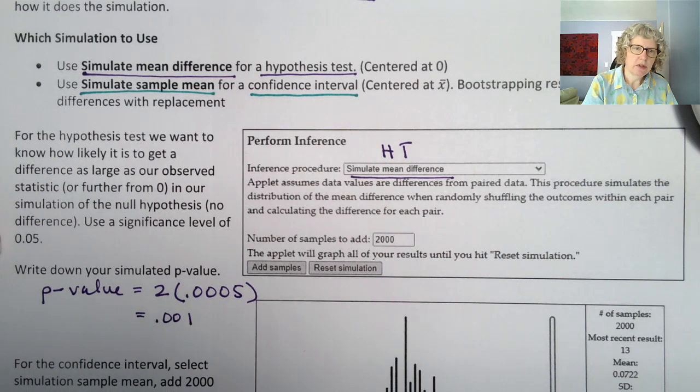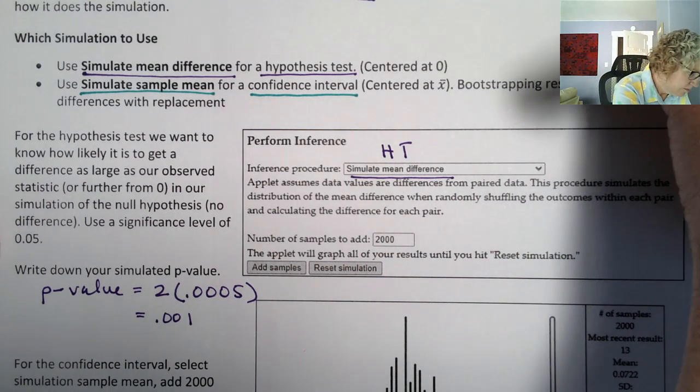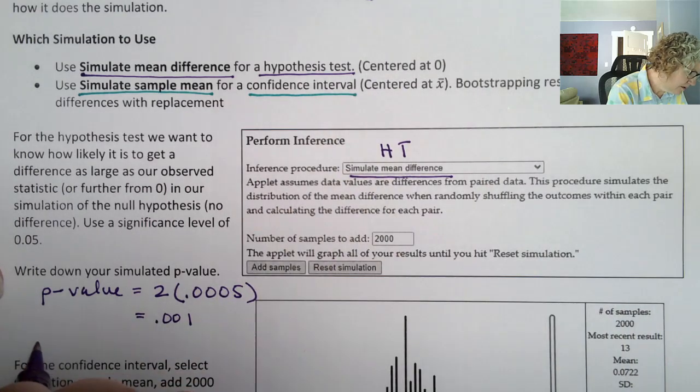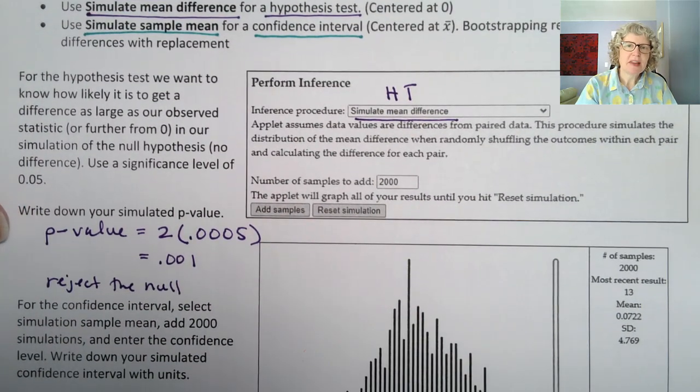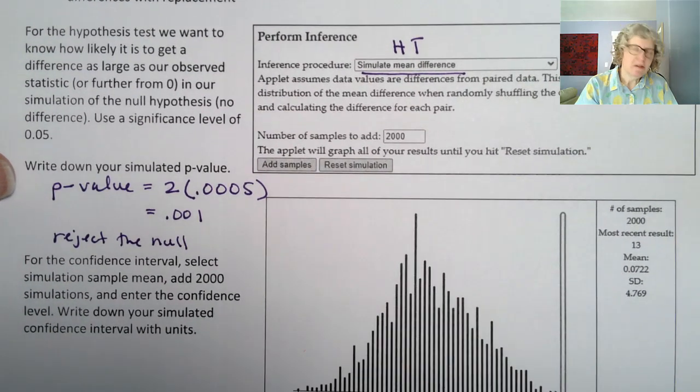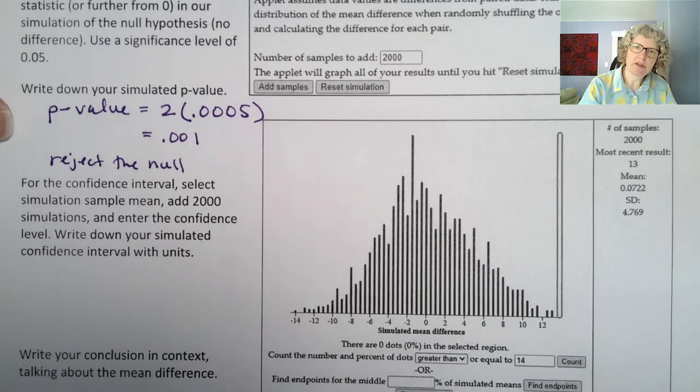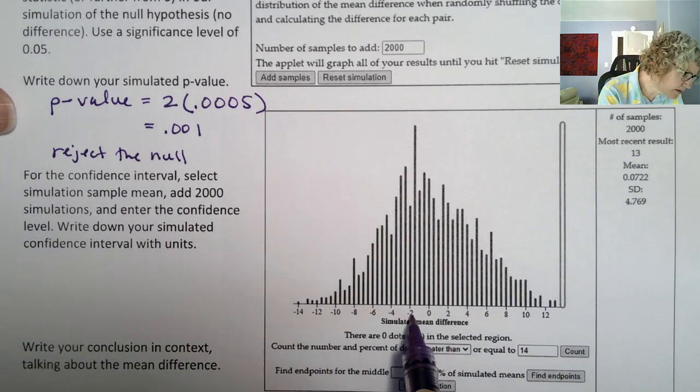So we would, let's just write down our decision. We would reject the null, right? Okay, we'll summarize this after we play with all the stuff. Okay, so now for the confidence interval, that screenshot down here is the mean difference.